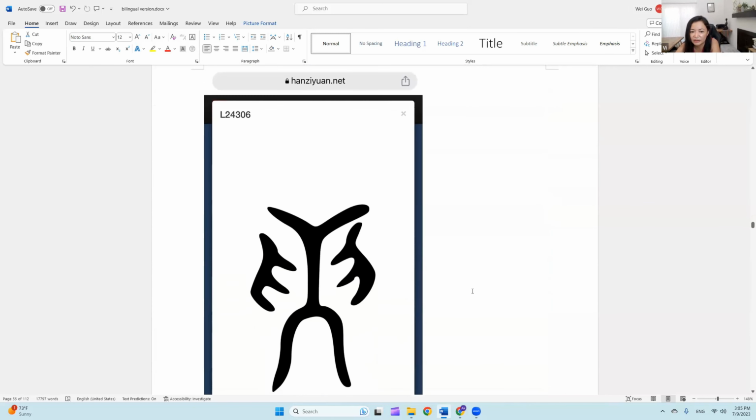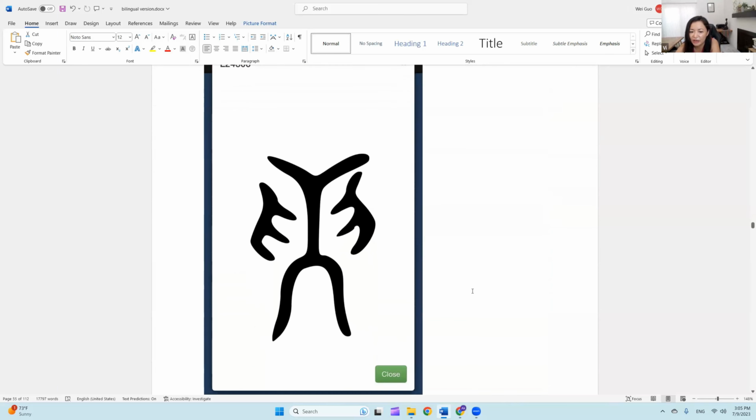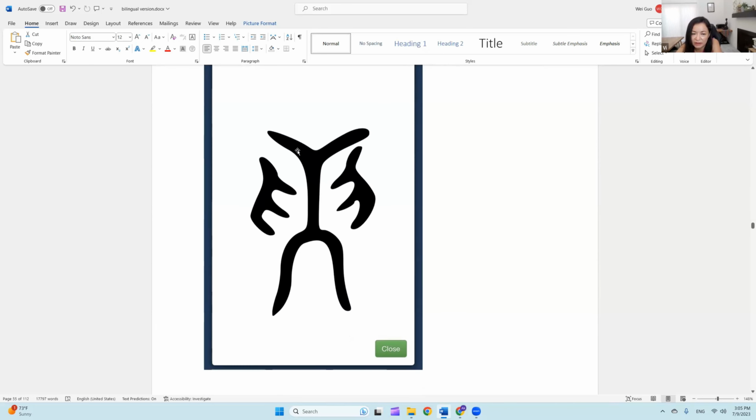So let's look at the Shang Dynasty's character. The character is one of the characters in the 12 Dizhi. I just mentioned the 10 Tiangan, and with the 12 they make up the Ganzhi system, which is a calendar system. So this character means tiger.